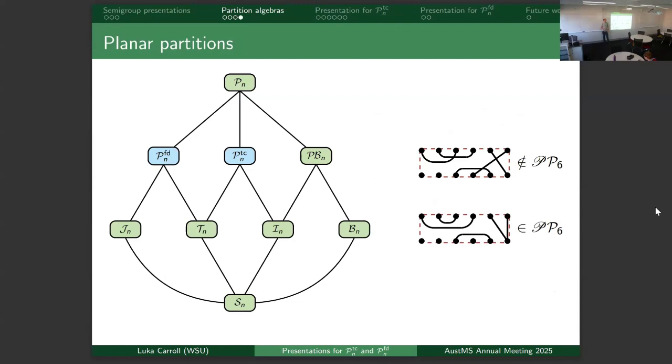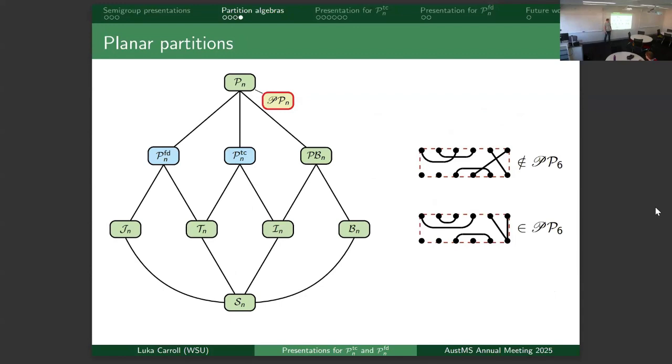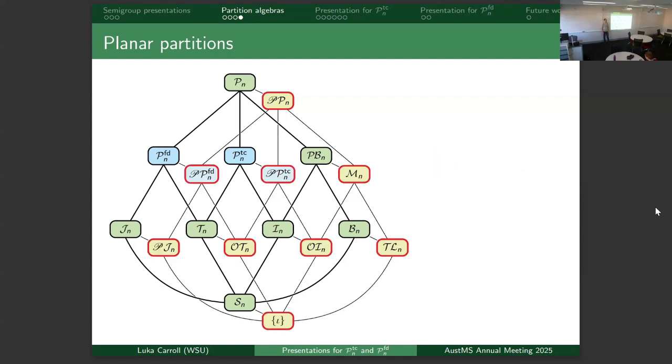Another kind of partition that we'll be considering today are what are called planar partitions. So when we say that a partition is planar, we mean it can be represented without any edge crossings and with all the edges drawn within the border spanned by the vertices. The set of planar partitions forms a submonoid of Pn, and in fact, for any submonoid of Pn, you'll get a planar version.